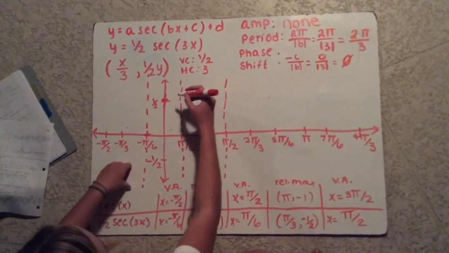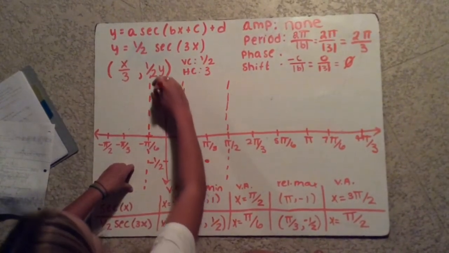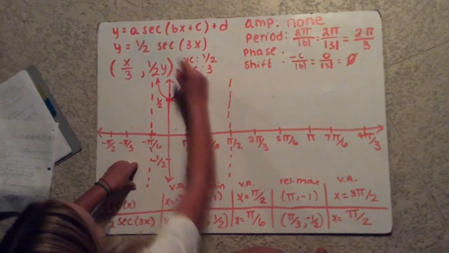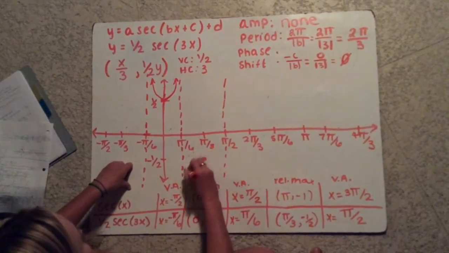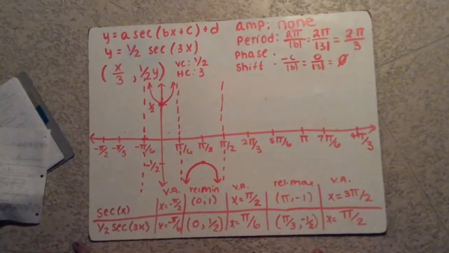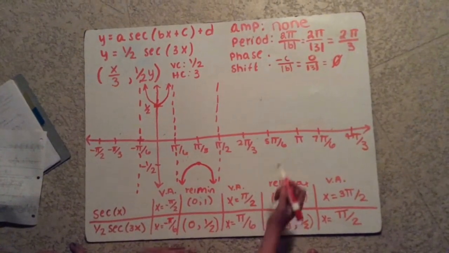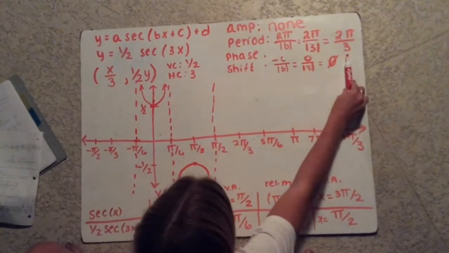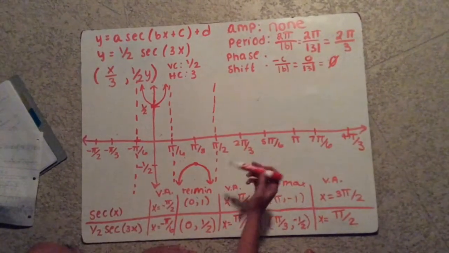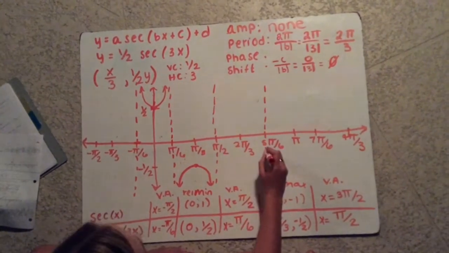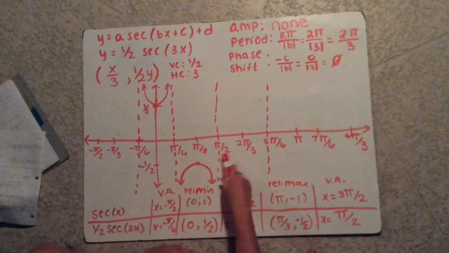We then go to draw our relative minimum and draw a parabola opening upwards using our asymptotes as guides. We follow the same method for our relative maximum. Here is the final outcome of the first period. Since we determined the length of our period is 2 pi over 3, we can determine the vertical asymptotes for the succeeding periods. Pi over 2 plus 2 pi over 3 gives us 5 pi over 6.